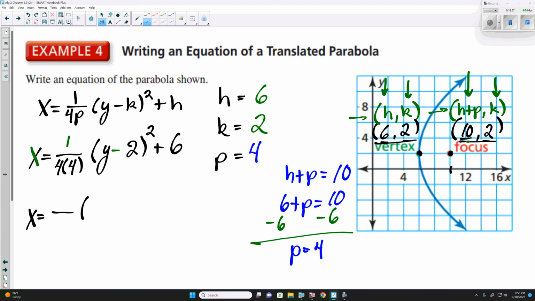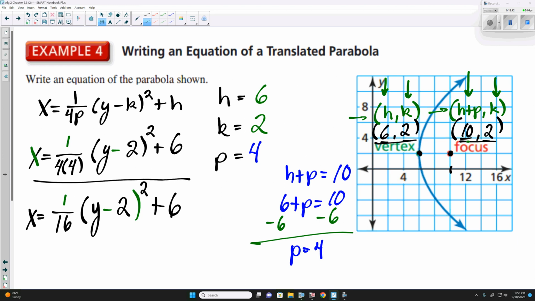now we only have one spot where we need to simplify anything, and that's our 4 times 4. So 16, we have 1/16. Because we're not trying to solve anything, we're just finding the equation. So we need to fix the 4 times 4, and we get this here. And that's it. That is the equation.